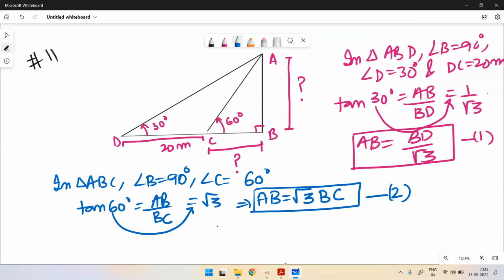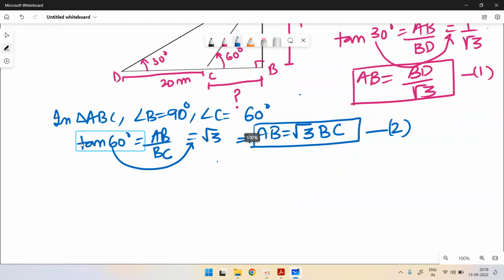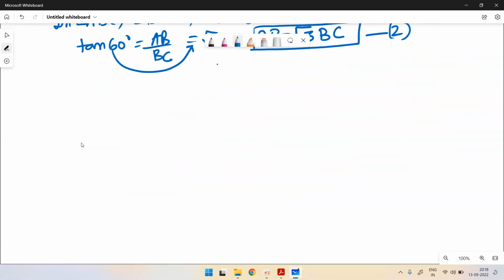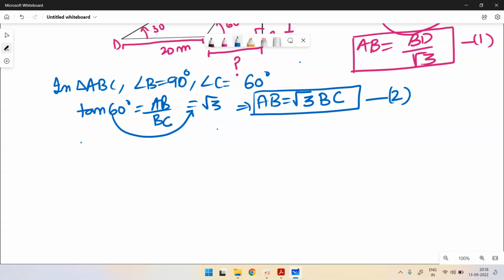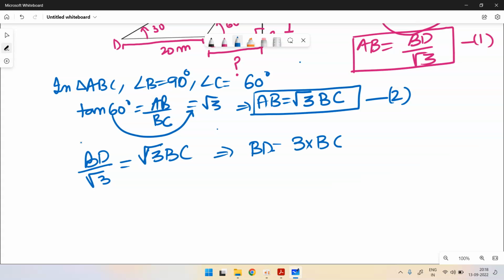Both equations 1 and 2 are equal because both are AB. So from 1 and 2, BD by root 3 equals root 3 BC, which implies that BD equals 3 times BC. I'll take this as my third equation: BD equals 3 BC.